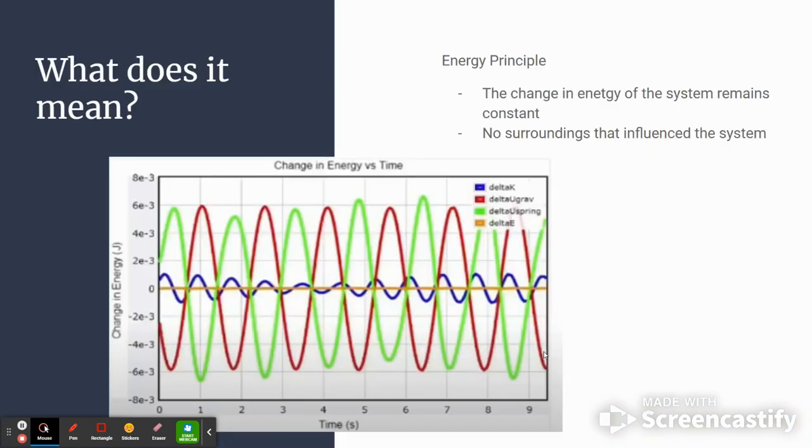So what does it mean? We're talking about this in the sense of change in energy versus time in this graph. From this graph, you can answer the question: does the energy principle apply in this case? And yes, it does, because the change in energy of the system remains constant and there are no surroundings that influence the system.